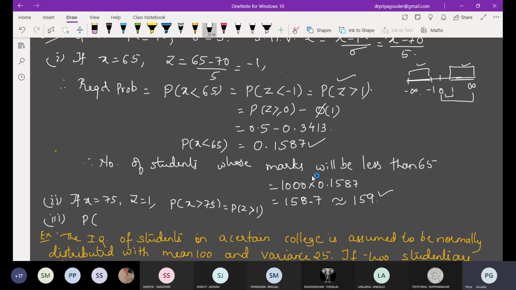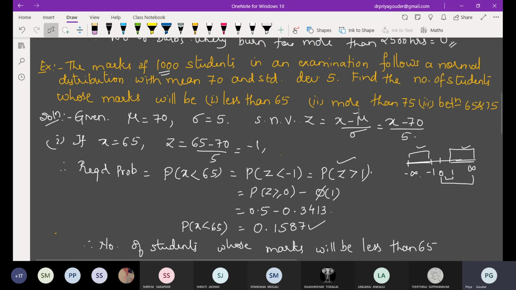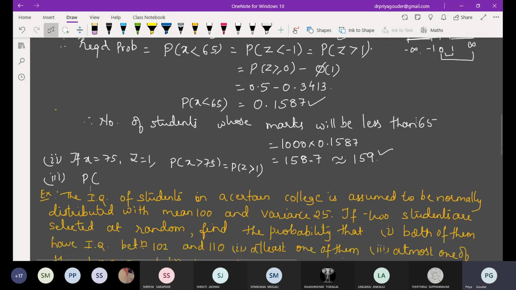The third one is the probability that it should be between 65 and 75. So how to write the condition? Tell me how to write the probability condition. 65 less than x less than 75. Am I correct? So if x is 65, what is the value of z you have got? Z value is -1. Correct? Yeah. If x is 75, z value is +1.